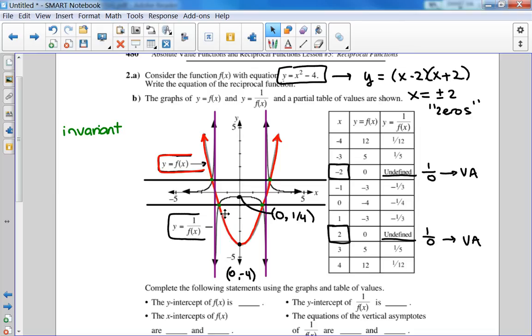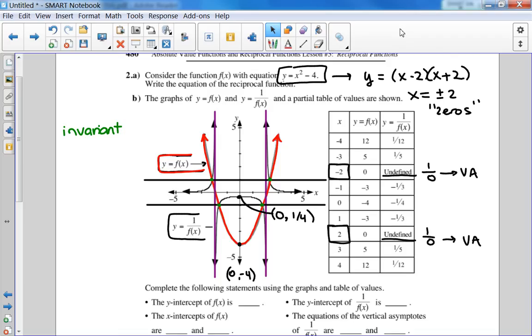What happens when you cross the invariant point? It's hard to see, but as you cross the invariant point, now you're taking the reciprocal of numbers that are less than 1. So what happens to the reciprocal? It flips, and now it's bigger. So this is where it gets real hard. So watch my finger.